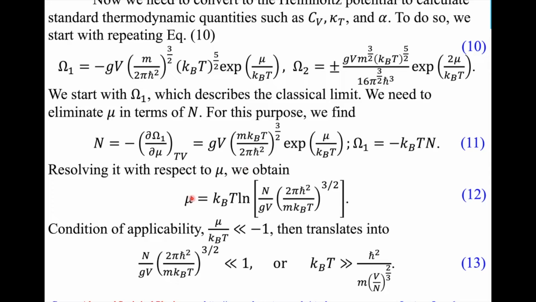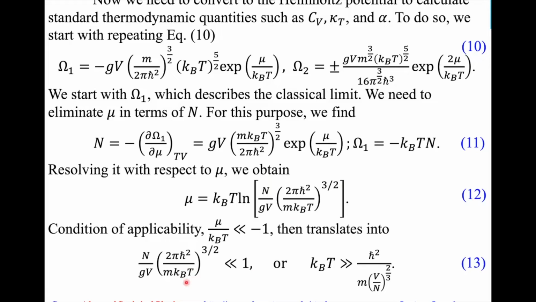This gives me mu. It's very simple, of course. You divide by this, a logarithm, and multiply by kBT. This is what we have. Now we consider the conditional applicability. The conditional applicability was mu divided by kBT much less than -1. It means that this logarithm is much less than -1, is negative. This argument is very small, much less than 1. This is the conditional applicability I'm writing.